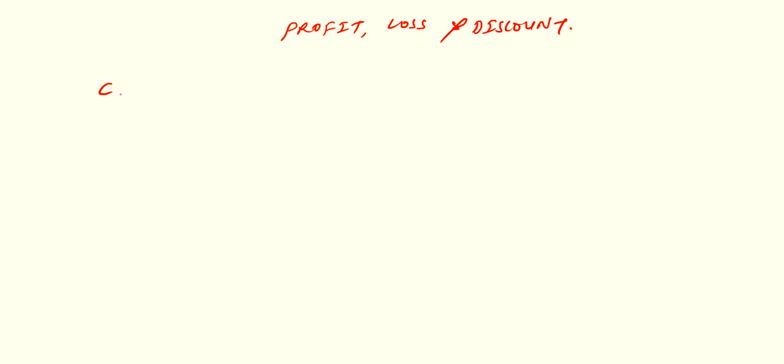The first one is cost price, which is known as CP in short. Cost price means the price of an article at which the article is purchased. जितने में आप किसी ऑब्जेक्ट को परचेज करते हो, that is cost price. Then next is SP, selling price, the price at which the item or object you are selling, known as selling price.